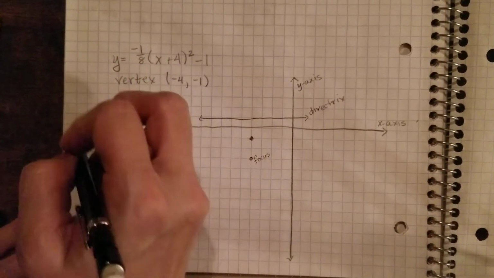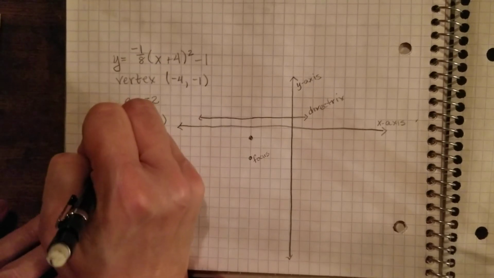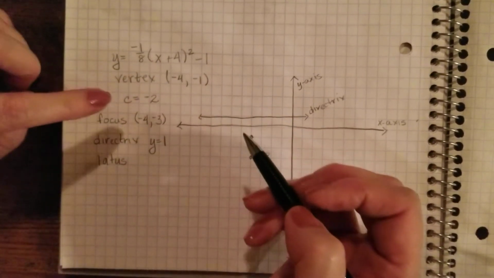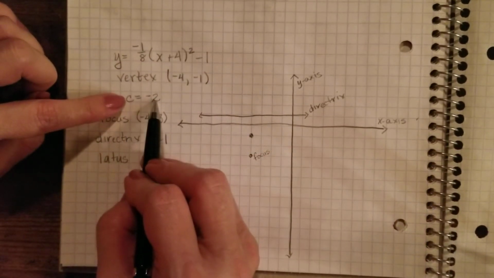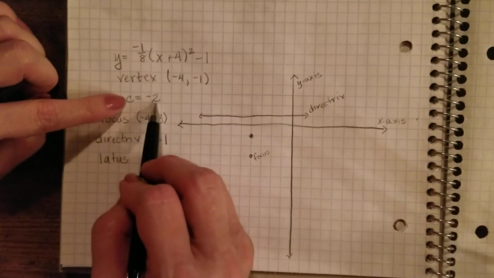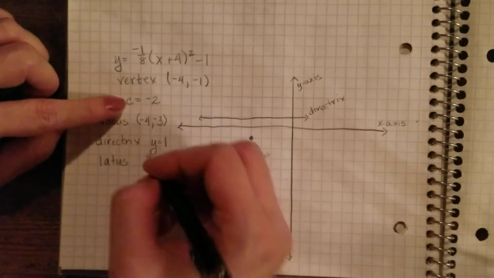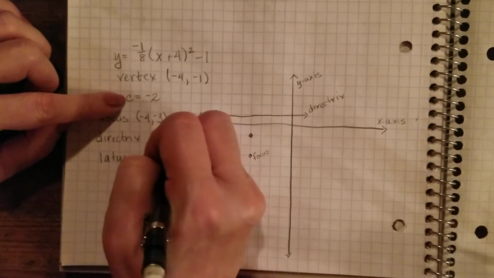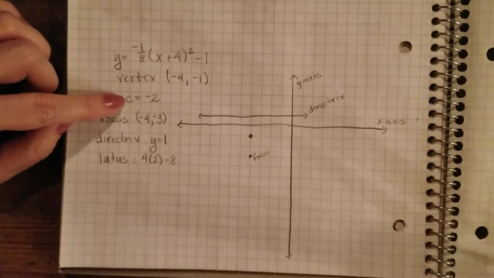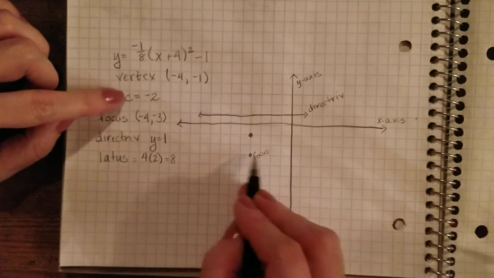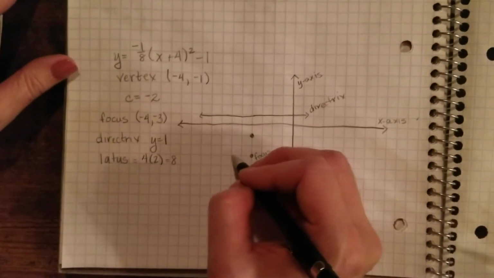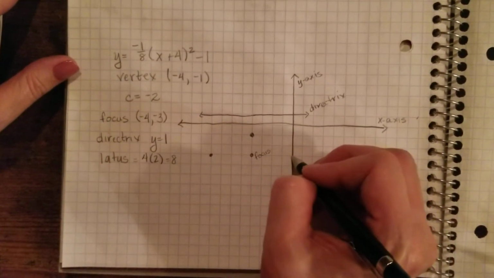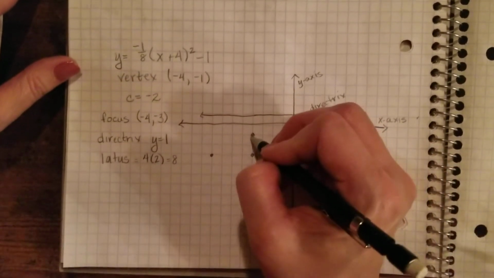Now we need the length of the latus rectum. It's 4 times c units long. It's a length, so it's going to be positive. The latus rectum is 4 times 2, 8 units. Across the focus, 4 to each side: 1, 2, 3, 4. 1, 2, 3, 4. So here's our parabola.